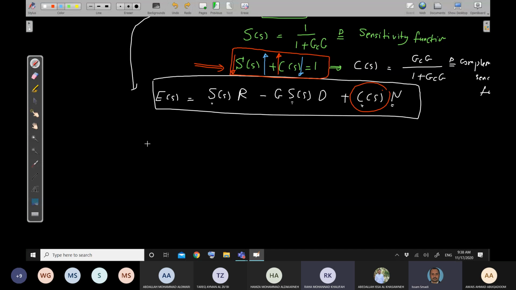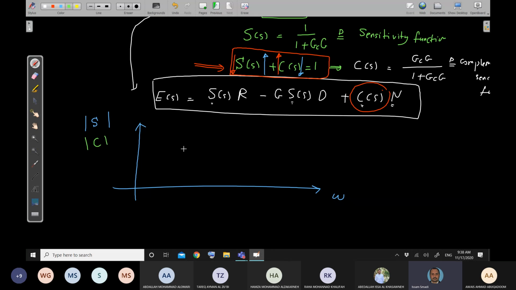No. This is actually you closing your eyes and saying that I don't care. No. Now let's see. Do you know something called frequency response? You know that this is omega, and this can be seen as amplitude, yeah? Okay. Now let's see. So here I will write the amplitude of S and the amplitude of C.